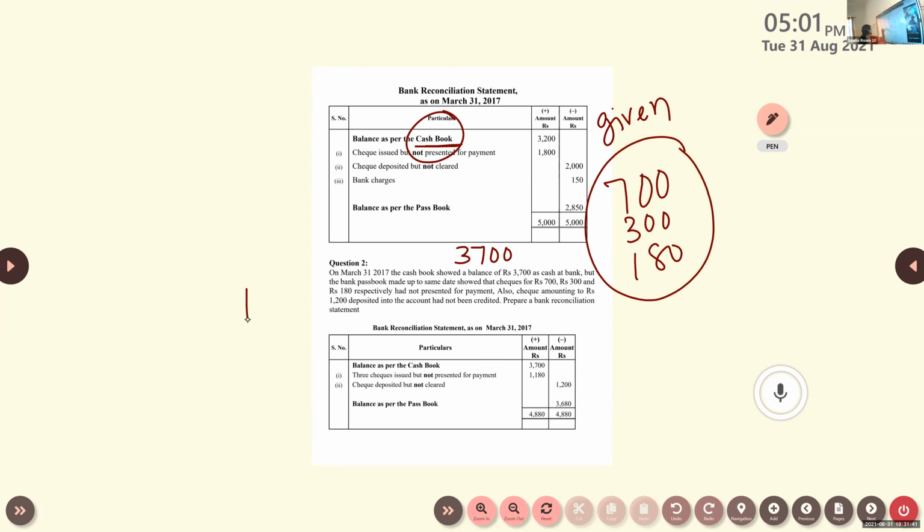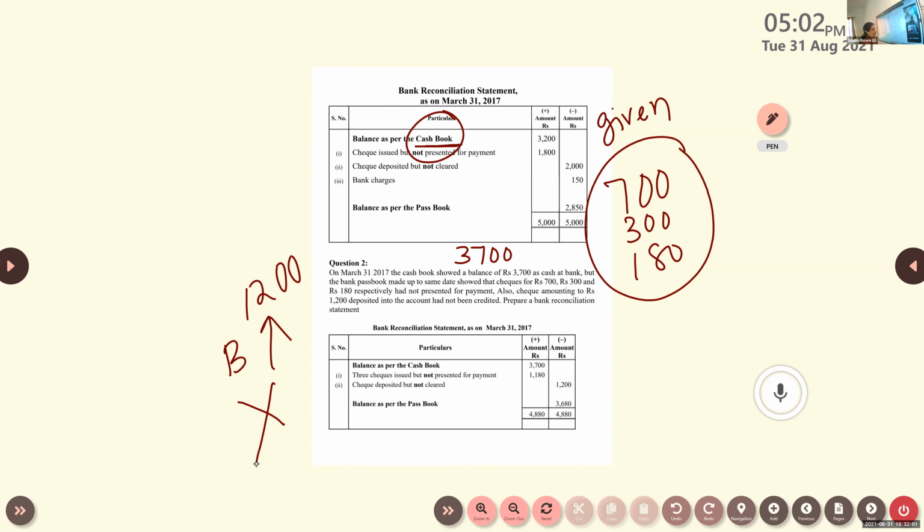This was deposited. 1,200 was deposited. That shows that in the cash book, bank is more, but actually that hasn't reached the bank account. Wait, let us take our hands now.